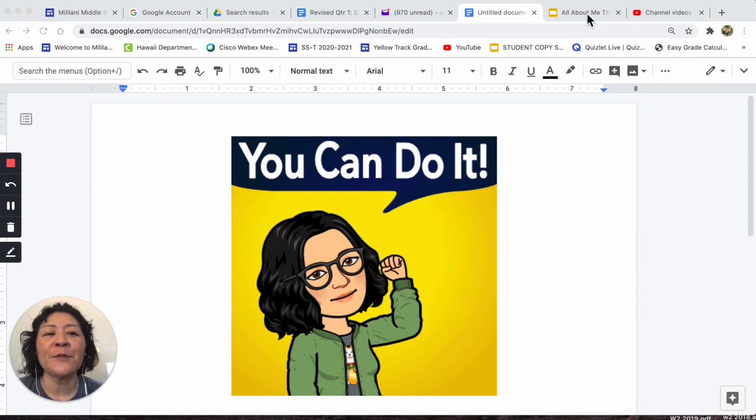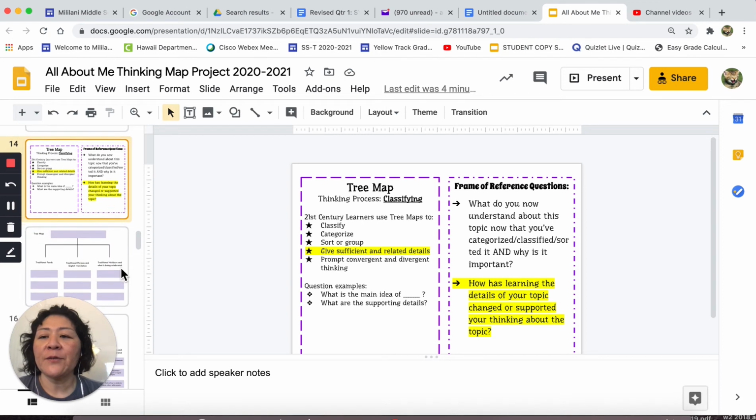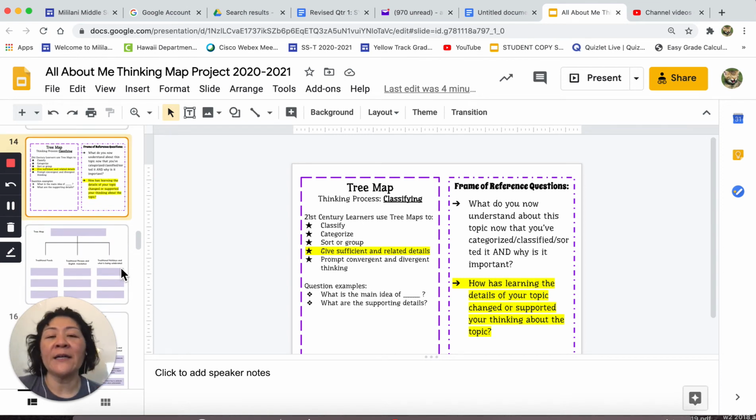Okay, so the first thing I'm going to do is open up the slideshow, and I want to remind you that you are doing all of your slides on the original slideshow you were assigned. You're going to fill that out, and then at the end, when you're done with all of them, we will show you how to get rid of the extra slides so that you're only left with the thinking maps that you filled out, and that will become your project. So the slides I'm going to go over today are slides number 14 through 21. Okay, so the first thinking map is the tree map.